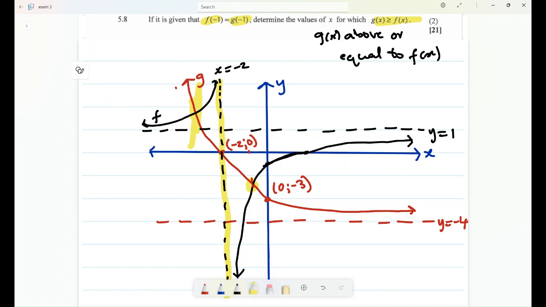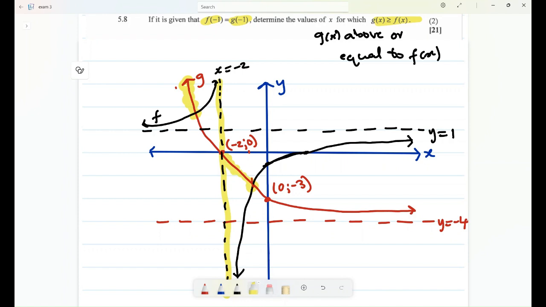Yes. g is above, so I'm going to say this is the first portion. Then as I go down, look what happens. g becomes the bottom and f is now at the top, until this point. After this point, look at g: g is now at the top. Look, where is f? f is at the bottom.